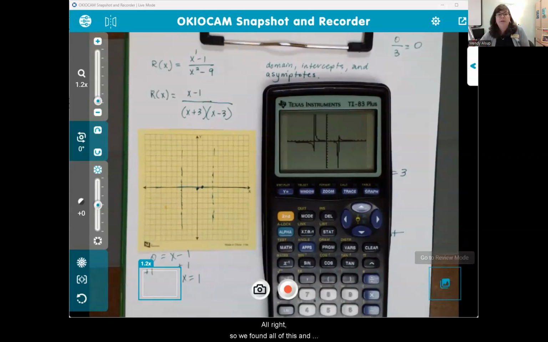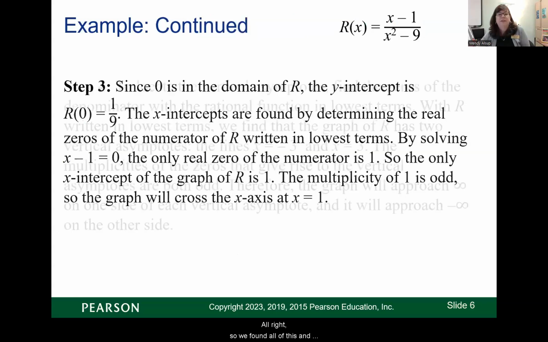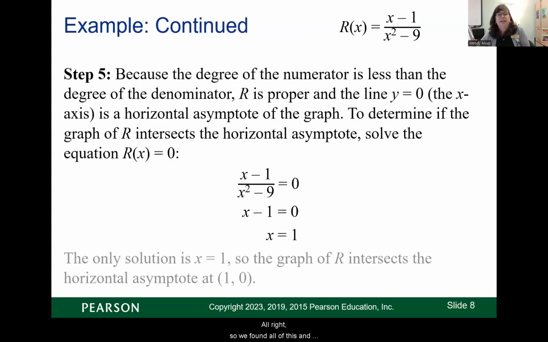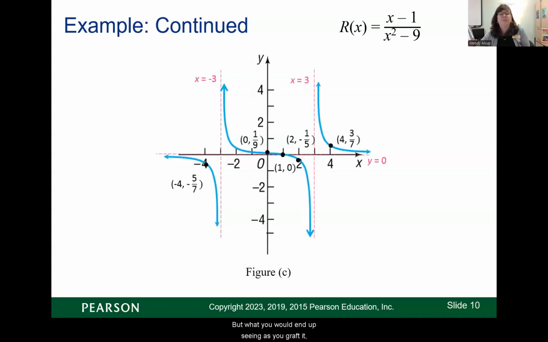All right. So we found all of this, and at 0, 1/9, I drew mine wrong. I drew mine down below a little bit, but it was above it. So we've got this much, and they tested a point over here and a point over there. But what you would end up seeing as you graphed it is that this is what the final graph would look like.